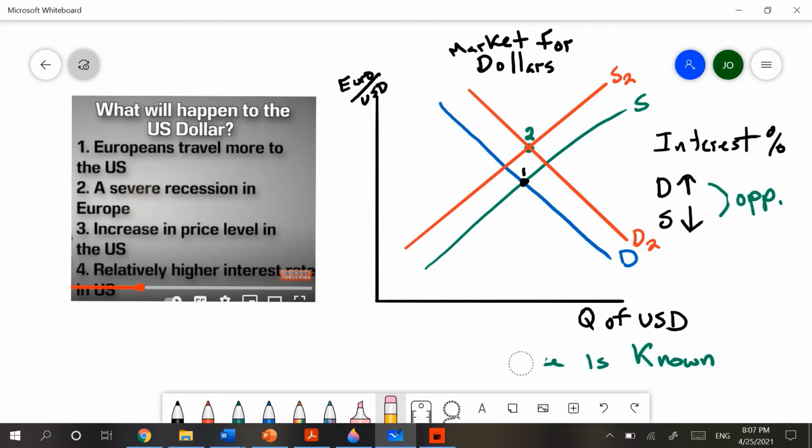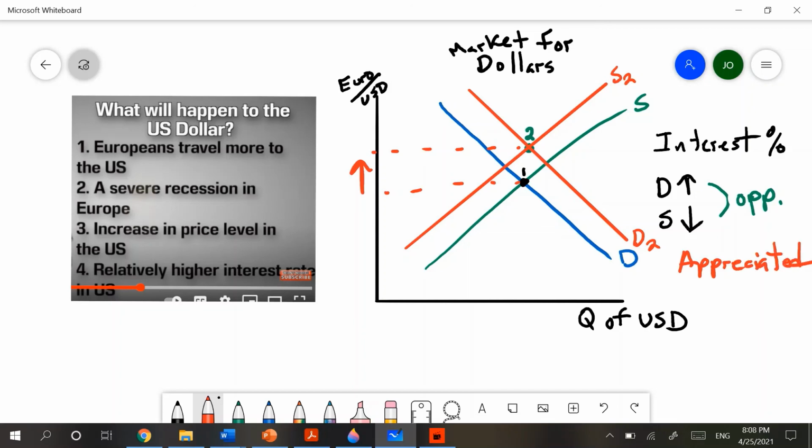So let's take a look. If there's two shifts, demand is going up, supply is going down. The only thing we know for sure is that my dollar is going to appreciate. That's the first exchange rate. This is the second exchange rate. We know that it's going up. So we know for sure that the dollar is going to be more expensive, that it appreciated. You will require more euros to get one single dollar.